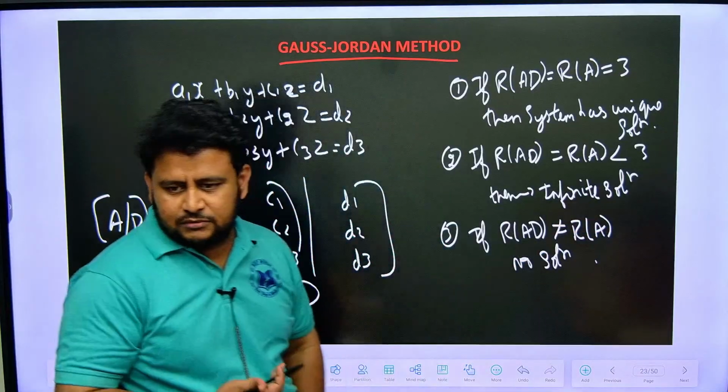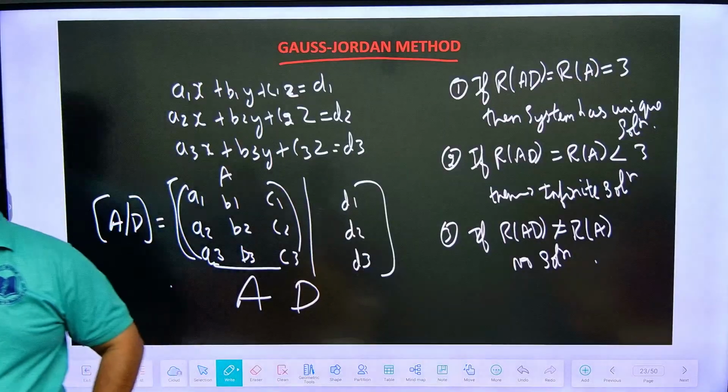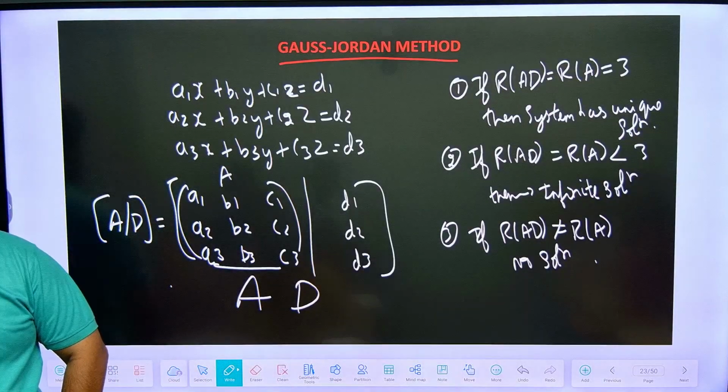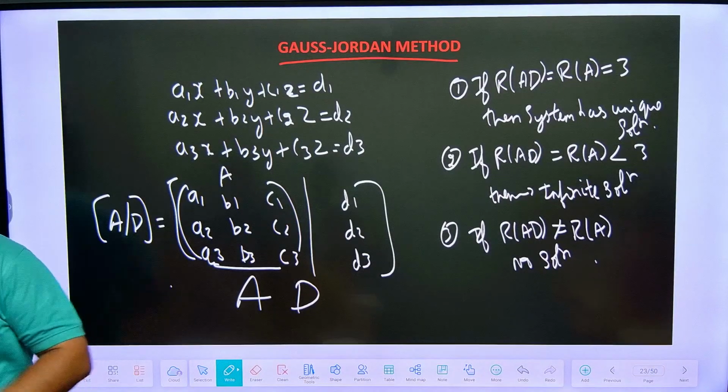Clear, understood, got it? These are the concepts that are there when it comes to determinants. One is Kramer's rule, another one is the Gauss-Jordan method.